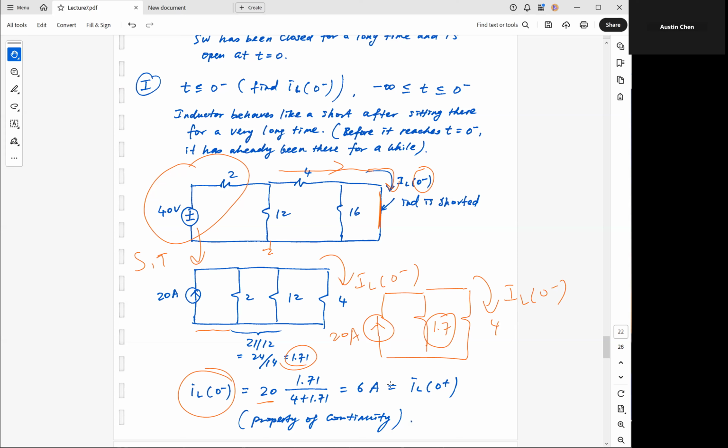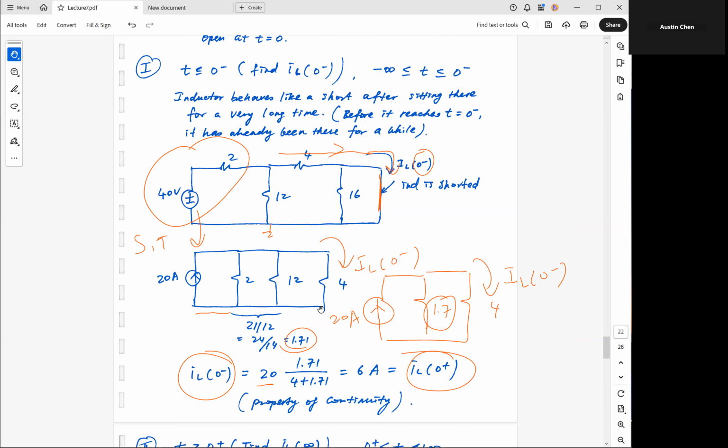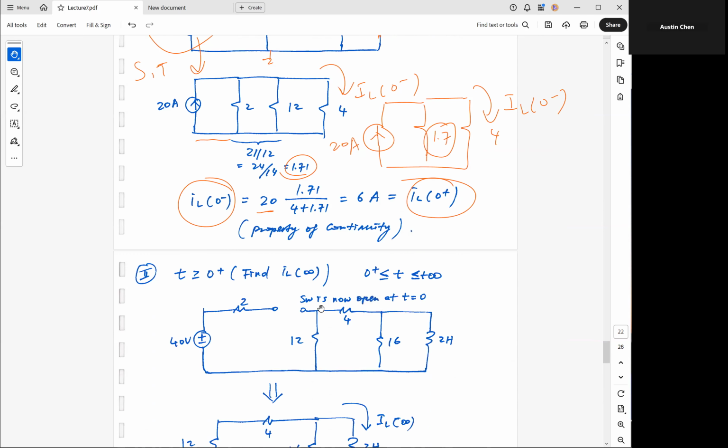Again, let me remind you, the current likes to travel through the path with lower resistance. So to find this IL, we use the resistance on the other branch and put it on the top. So we end up with 6 amp. Then due to the property of continuity, we know that IL at 0 plus is also equal to 6 amp. So far, so good.